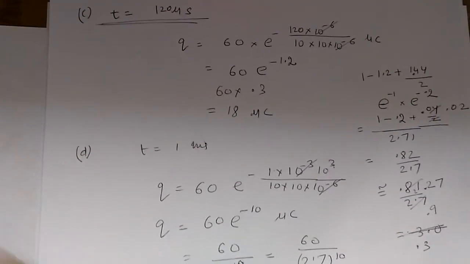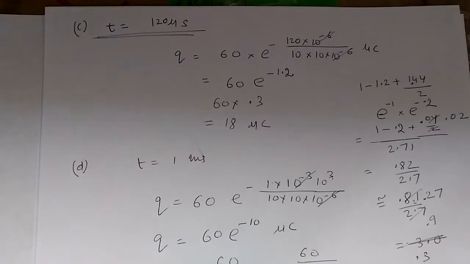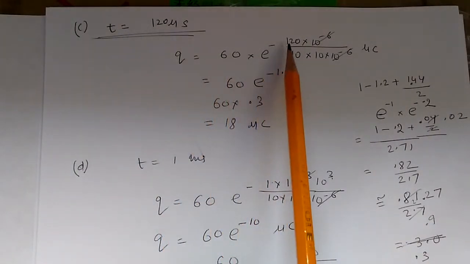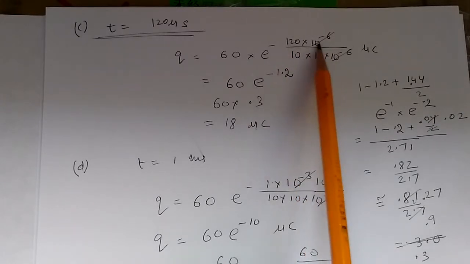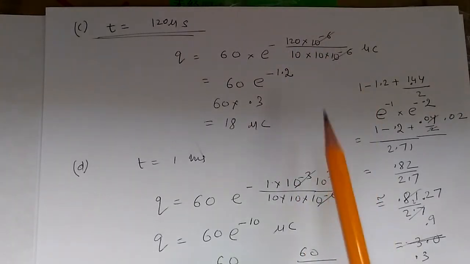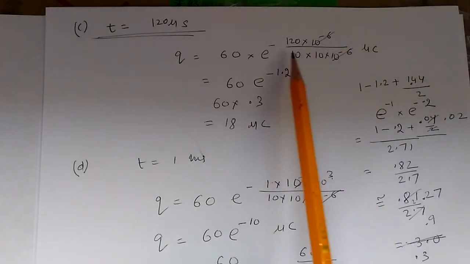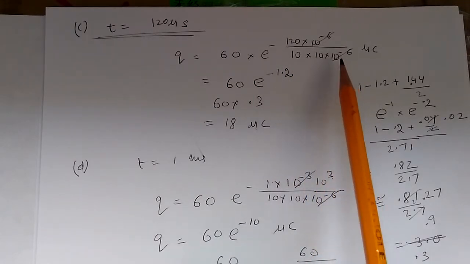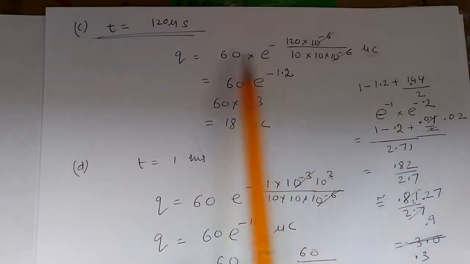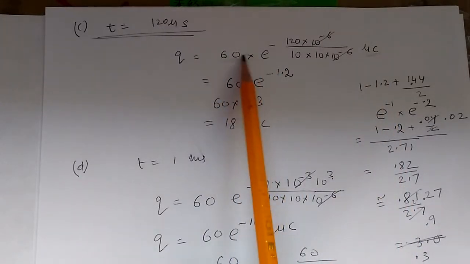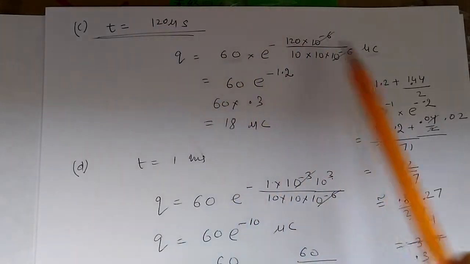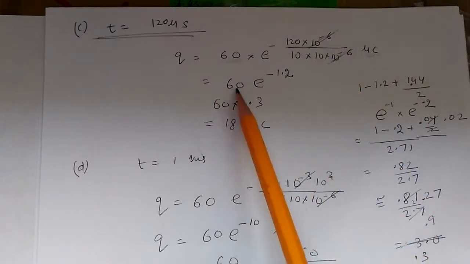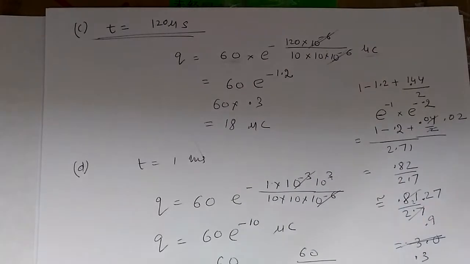So at t is equal to 120 microseconds, we have Q equal to 60 e to the power of 120 microsecond, which is 120 times 10 to the power minus 6, divided by 10 ohm multiplied by 10 microfarad. This much of microcoulomb, because we have taken 60 and 10 to the power minus 6 out from here. So 10 to the power minus 6, 10 to the power minus 6 cancels. This becomes 60 e to the power of minus 1.2.